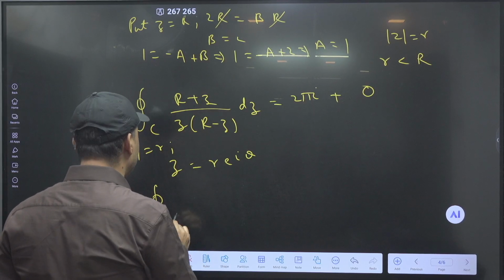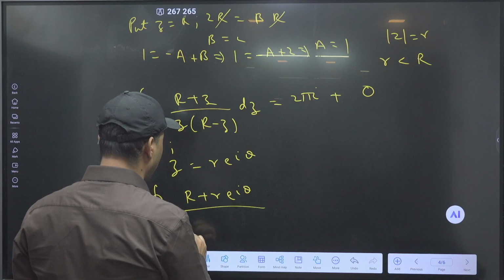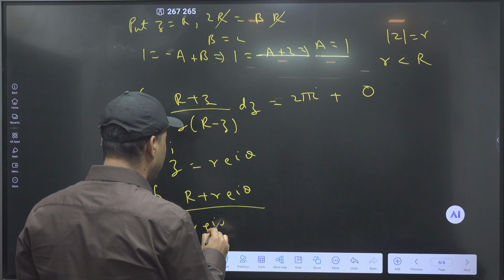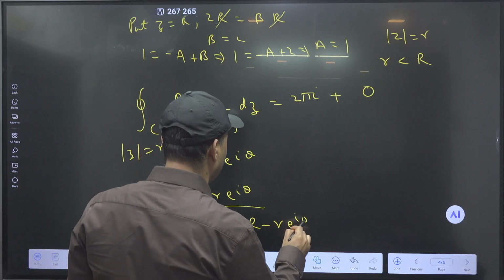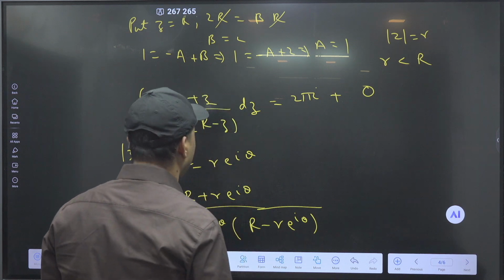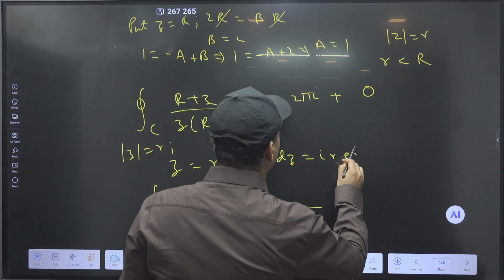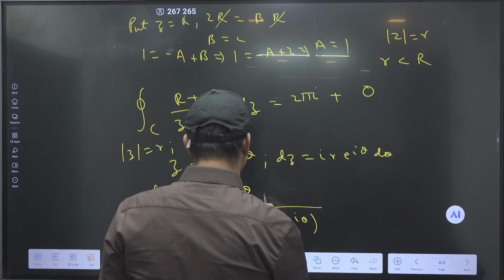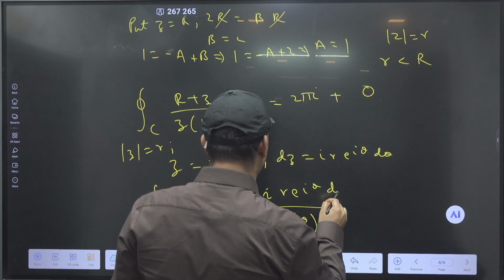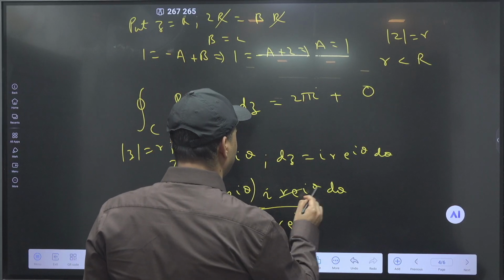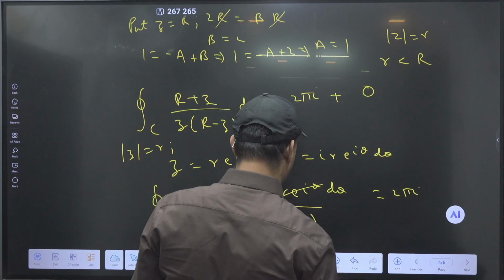Now I can write this as (R + r e^{iθ}) / (r e^{iθ} − R), correct. And what is dz? dz is nothing but i r e^{iθ} dθ. Now this i r e^{iθ} dθ cancels, and this is equal to 2πi.